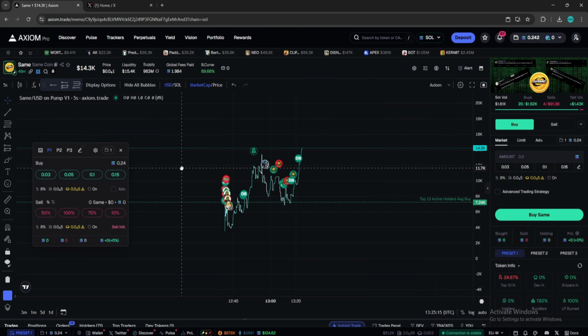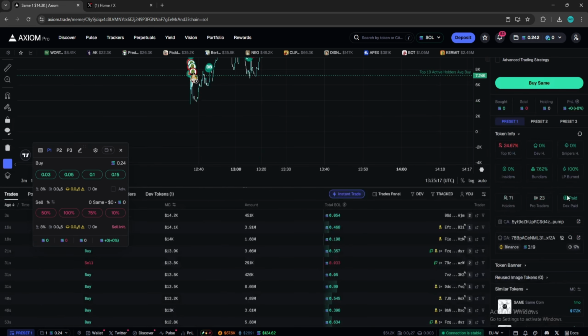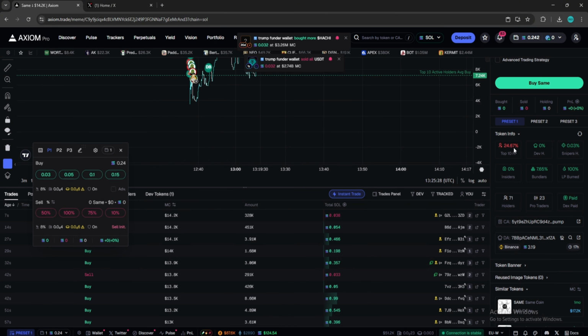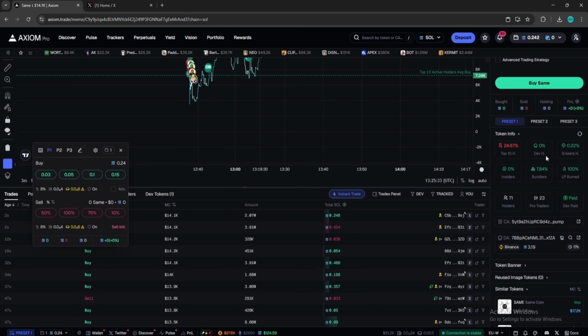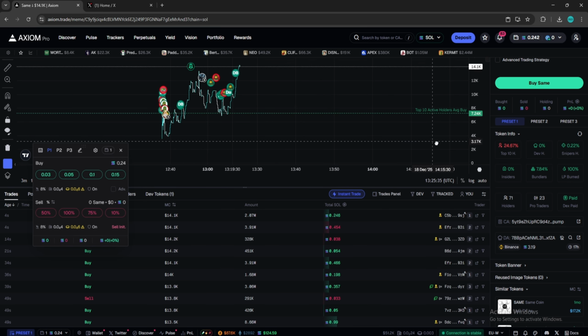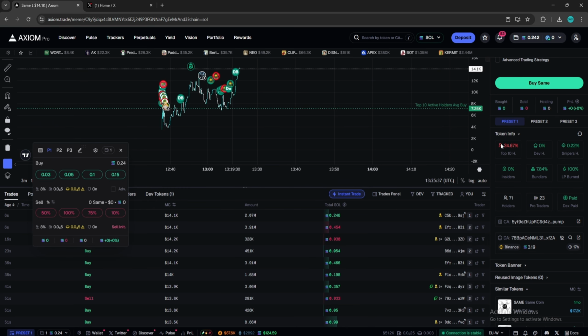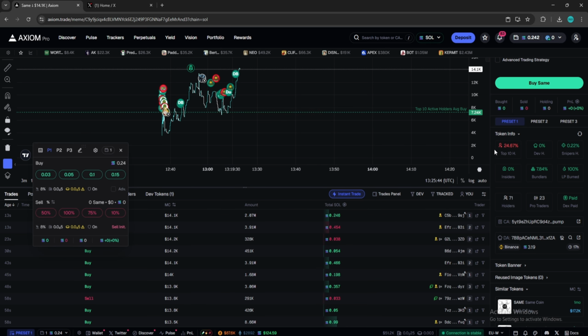So obviously this is the chart. You're going to come down to here, and this is all the token information. The first one is the top 10, the percentage held by the top 10 holders. The top 10 holders of this coin hold 24.67%, which is pretty good. It's not too bad. If it gets any higher than 30 to 35%, it's kind of shaky, because you don't want the top 10 holders holding the majority of the coin supply.